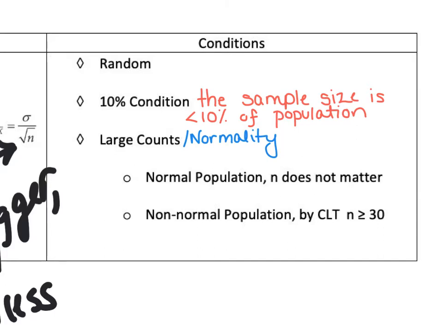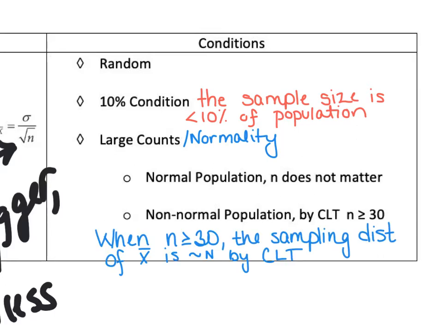However, if we have a population that's known to be non-normal, so it's skewed to the left, skewed to the right, or symmetric but not normal, we need to have a big enough sample size for the central limit theorem to kick in. So as long as our sample size is greater than or equal to 30, we can assume that the sampling distribution of x bar is approximately normal. So when n is greater than or equal to 30, the sampling distribution of x bar is approximately normal by the central limit theorem.